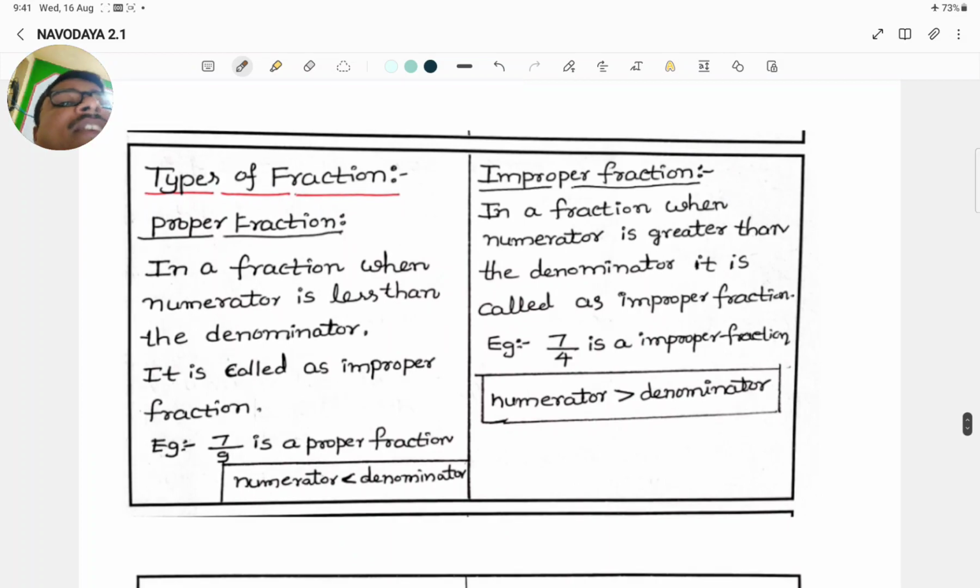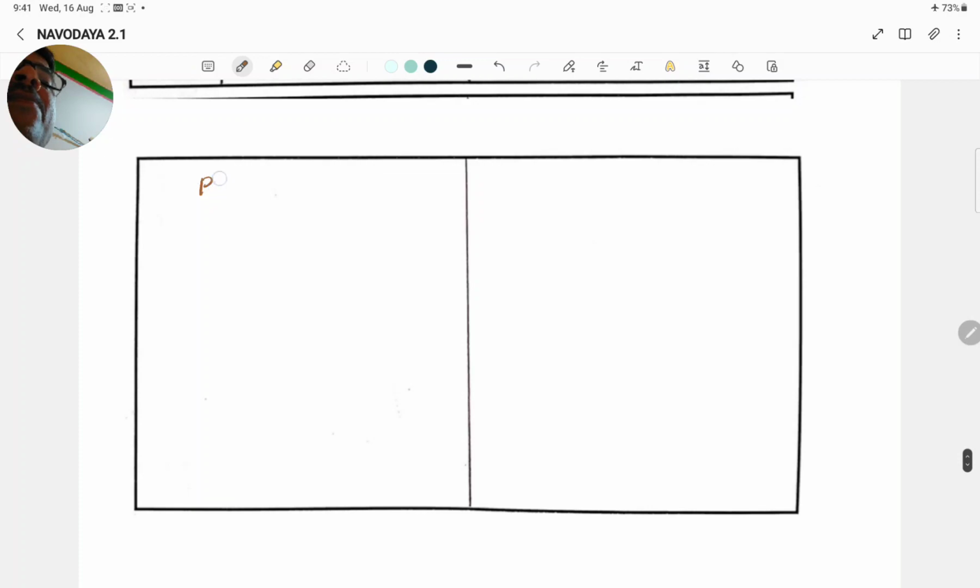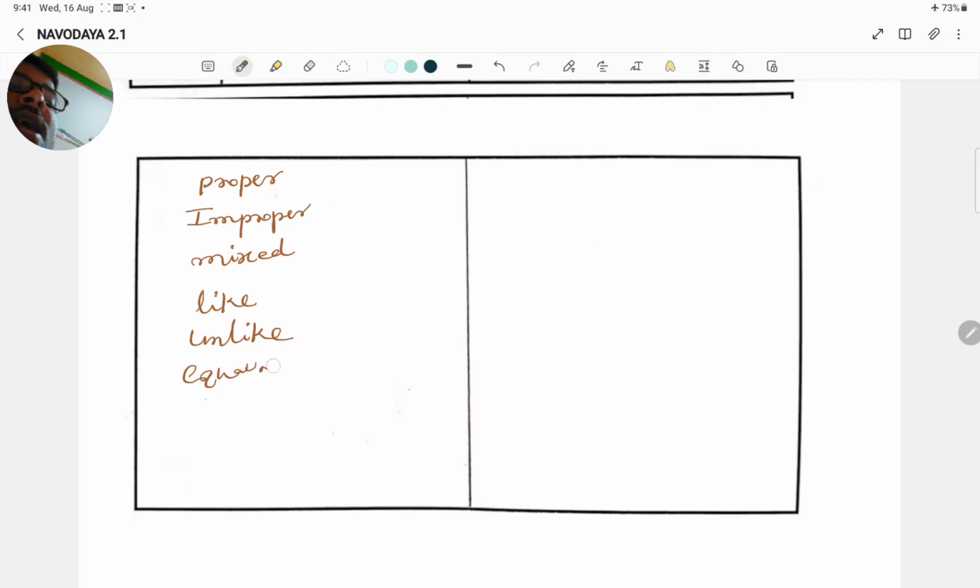Next, here, types of fractions. See here. In total, how many types of fractions are there? Proper fraction, improper fraction, mixed fraction, like fraction, unlike fraction, equivalent fraction, unit fraction. Okay, this many types are there.